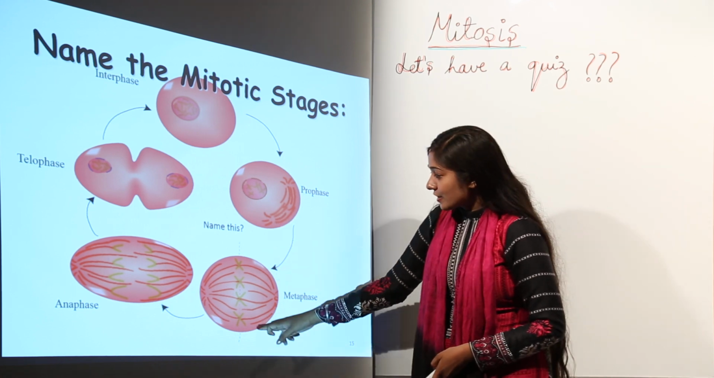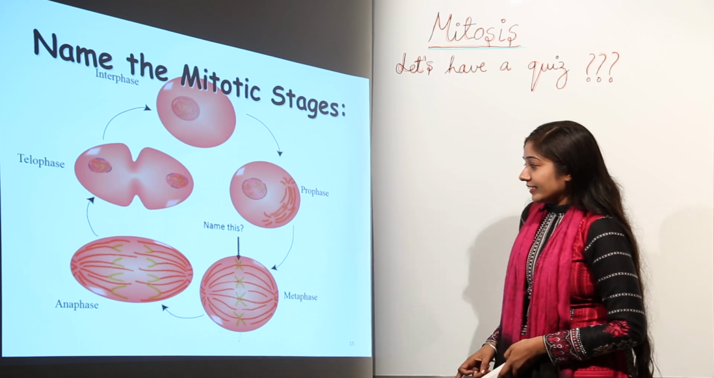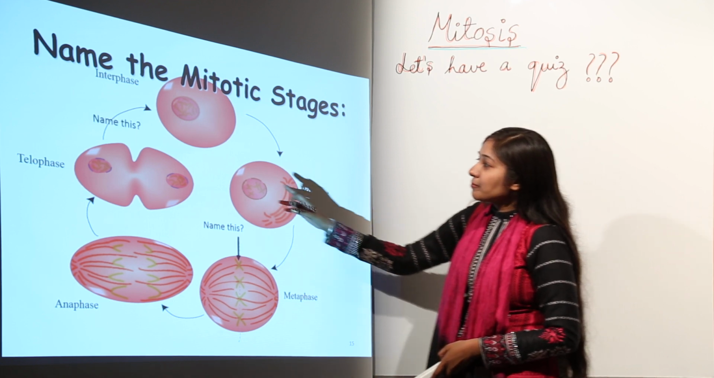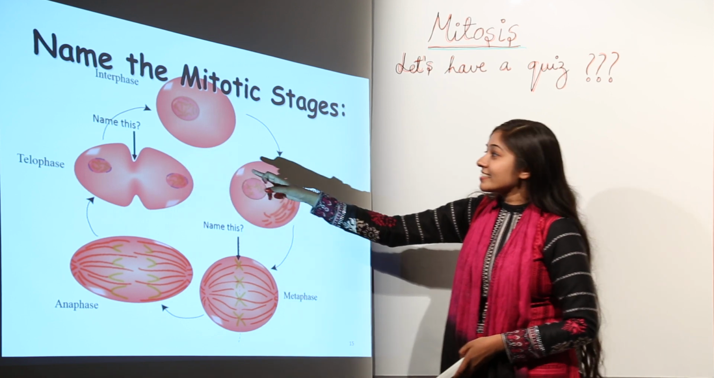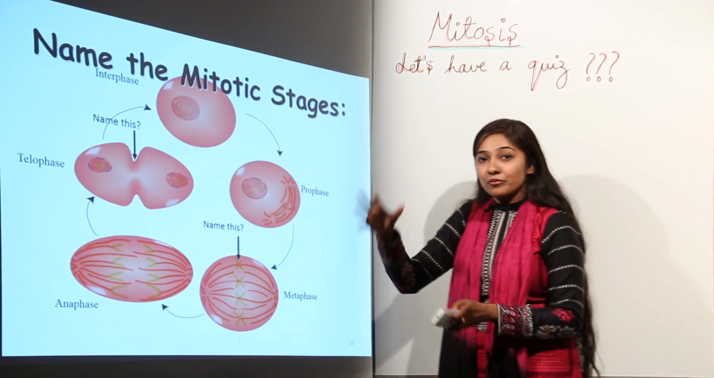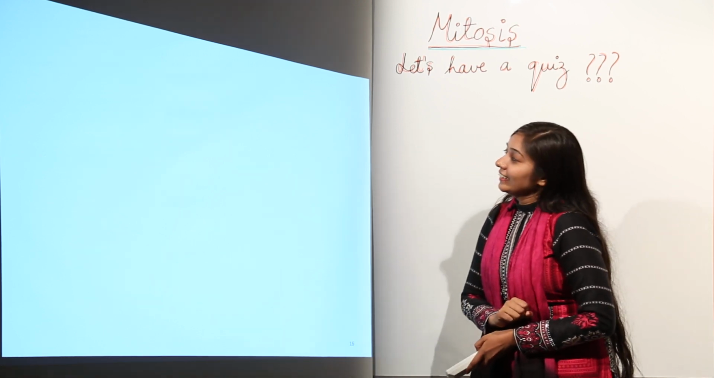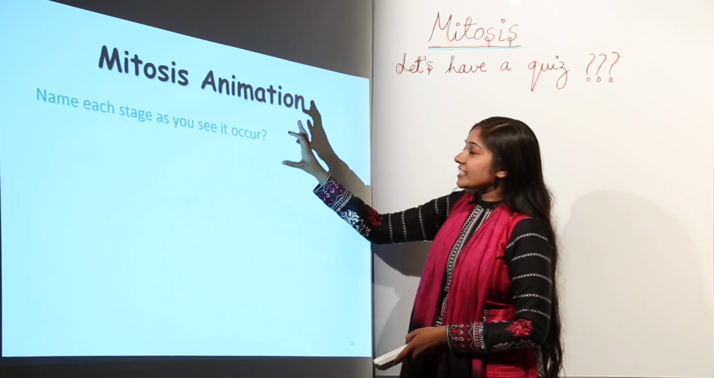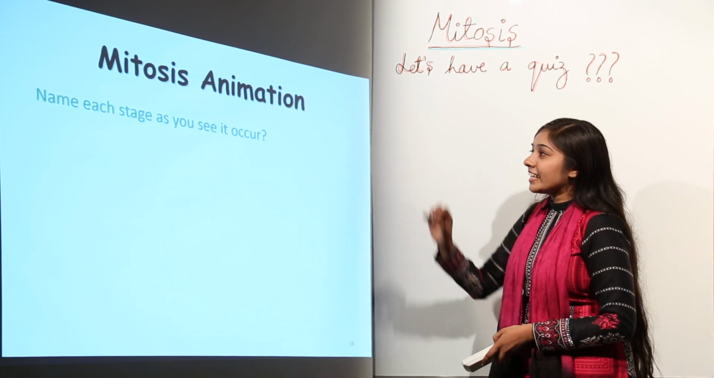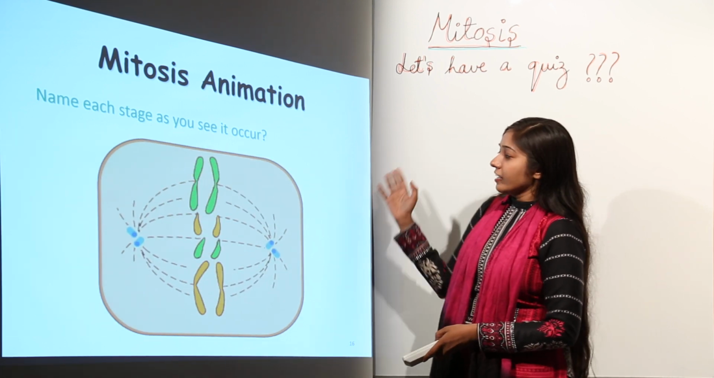Can you name this? What is this? This is the equator of the cell. Next, can you name this? Yes, you're right. This is the cleavage furrow which is going to separate the cytoplasm of the cell into two daughter nuclei. So now you'll see one animation of mitosis and name each stage as you see it. This is an activity for you.